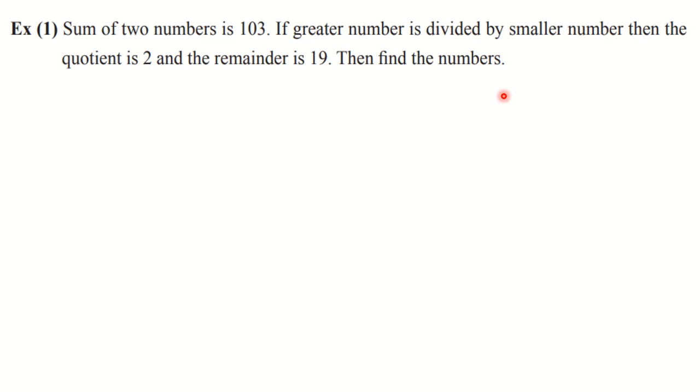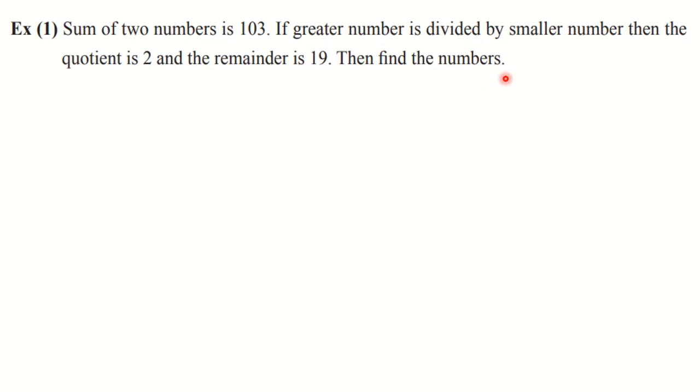So as I have said, what is the very first step? That read the question once. If you don't understand, read it again. Try to understand the question. Now as I have said, always the two conditions are given. See, this is the first condition provided: sum of two numbers is 103. And the next statement is the second condition provided: if greater number is divided by smaller number, then the quotient is 2 and the remainder is 19.